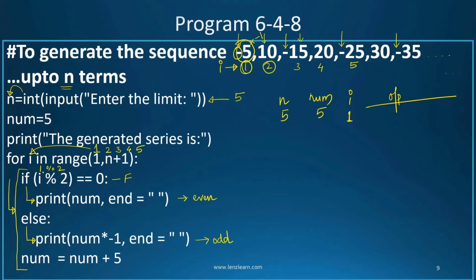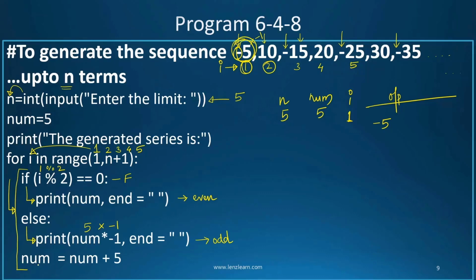Okay, so right now this 1 is an odd number term. Okay, so I will go to my else part because my if condition is false, and there you can see it is printing num into -1. The value of num is 5, so 5 into -1. Okay, so you will get in the output as -5. So we have printed the first term in the series.